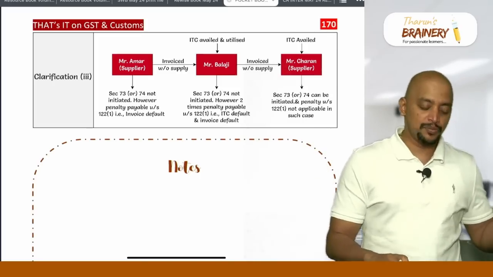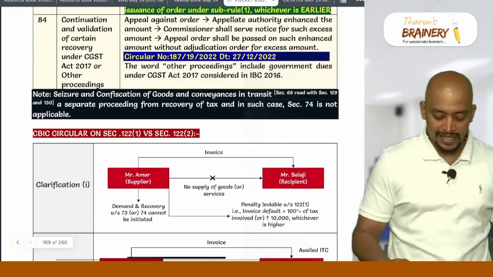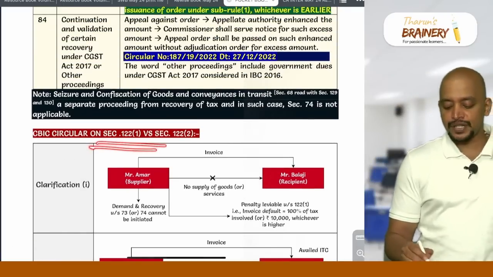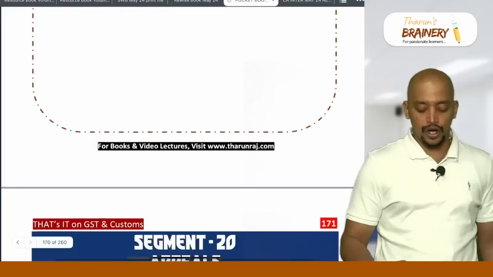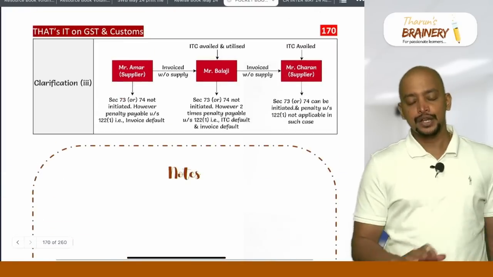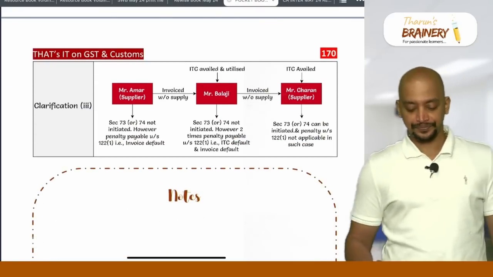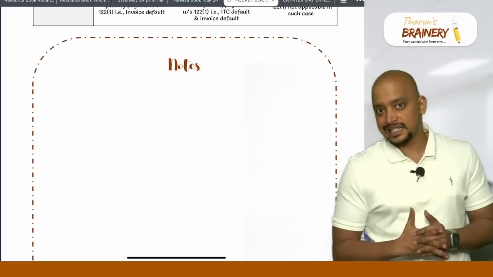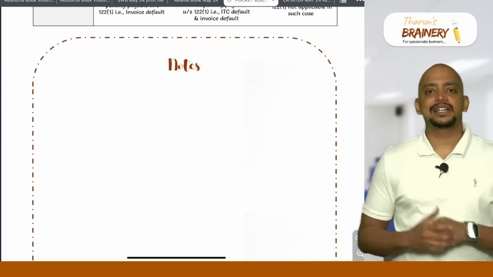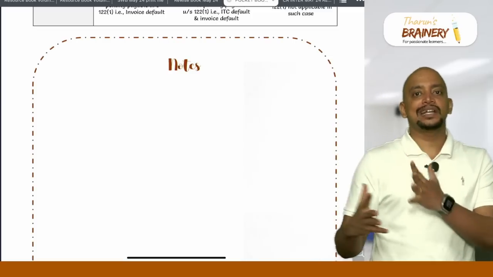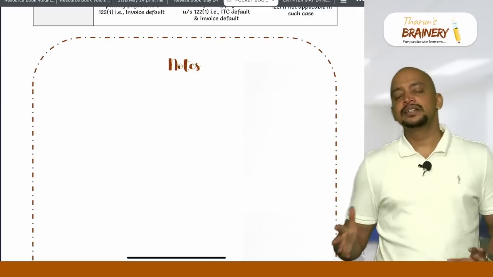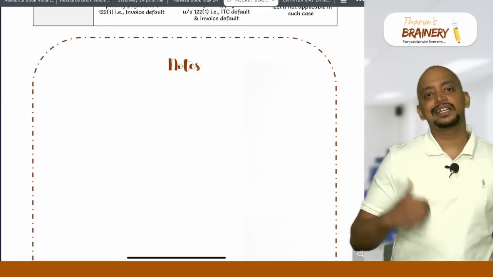So from these 3 examples, what you can remember is that section 122 subsection 1 and 122 subsection 2 are mutually exclusive. So that is about this demand and recovery. So the remaining portions in GST, we have 3 small areas: appeals and revision, advance ruling and ethics and other provisions, plus the customs part we will see in the next lecture.